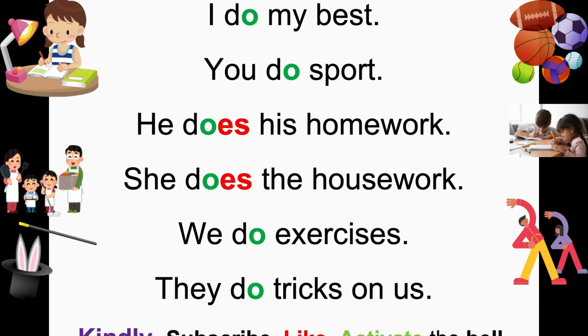As you see, I do, you do, we do, they do. The verb doesn't change. But with he, does. She does. With he and she, the verb takes ES. Let's see the negative form.